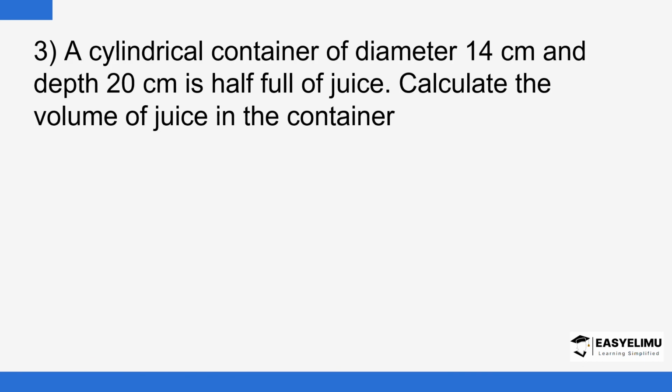So we have again a cylindrical container of diameter 14 and depth 20 is half full of juice. Calculate the volume of juice in the container. So now we just do the volume normally, that we multiply by a half. Remember to multiply by a half. So the volume that we are looking for, first of all, let me subdivide this space into 3.